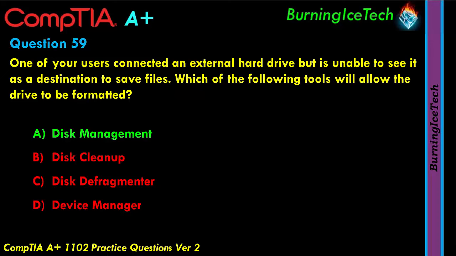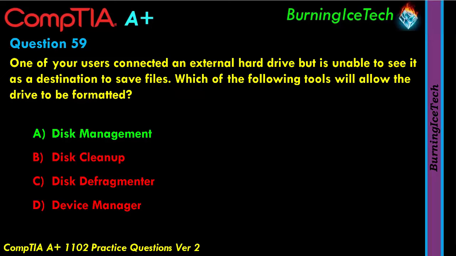C, disk defragmenter is to organize the hard drive so that stuff is more organized and so that the hard drive will perform faster. It will make your PC faster, but it will not format the hard drive. D is unrelated to the hard drive. The only thing you can do regarding hard drives with D is to install drivers. So D is to show you, once again, I've said it so many times in this video, all the hardware devices on your machine so you can see if they're enabled, disabled, so you can install drivers, remove drivers, that kind of stuff.